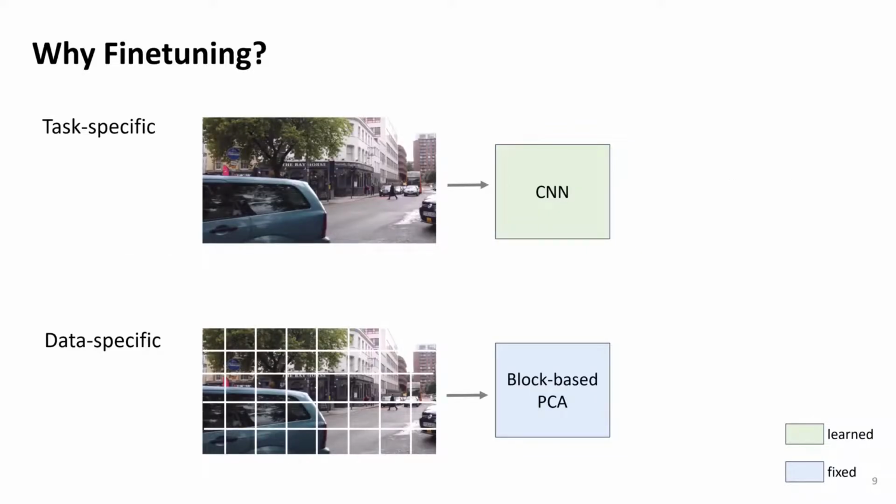A drawback of PCA is, however, that it is computed without the task of frame interpolation in mind. As a result, it is data-specific and not task-specific, unlike a learned convolutional neural network. We therefore propose to fine-tune the original computed parameters to make them task-specific.